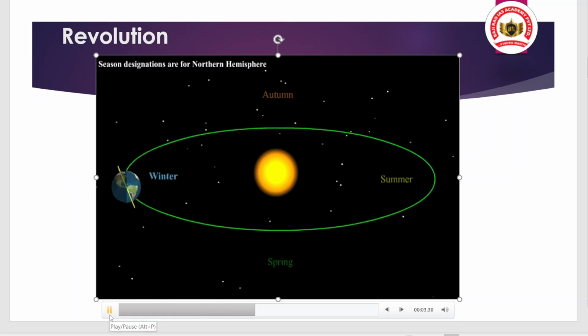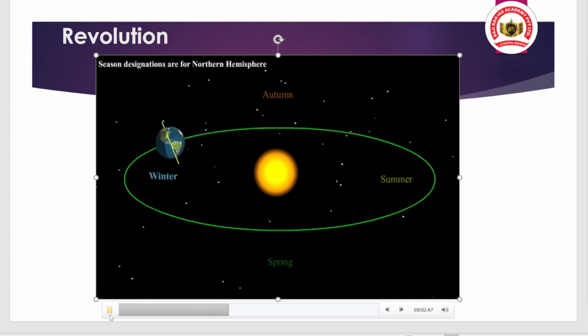And when it revolves, there is a change in the season, like we are having summer this time, then autumn, then we will be having winter, then spring, then again summer, autumn, winter and spring. That means because of the revolution of the Earth around the Sun, there is a change in season. But revolution is not the only factor that causes the changes in season, there is some other fact that you need to understand.